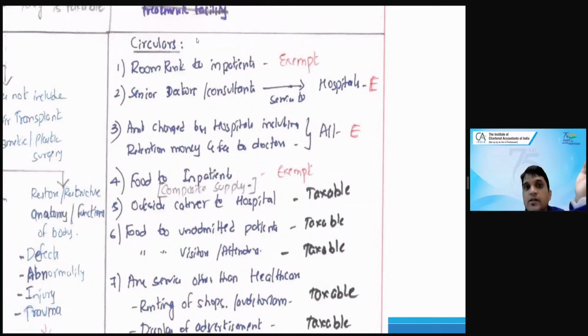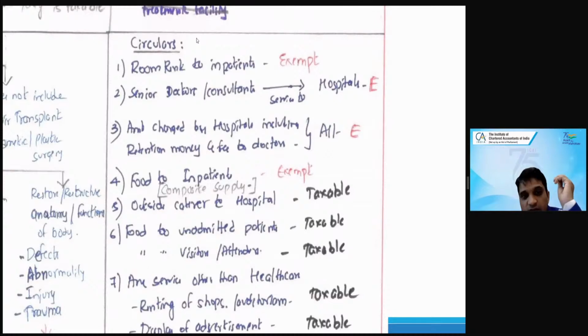So the services provided by the doctors to the hospitals are also exempted, because still they are providing the same healthcare services itself. And the amount which is charged by hospitals, including retention money and fees to doctors, is all exempted because ultimately both of them are providing healthcare services. The hospitals will keep a margin, but still they are also ultimately providing healthcare services.